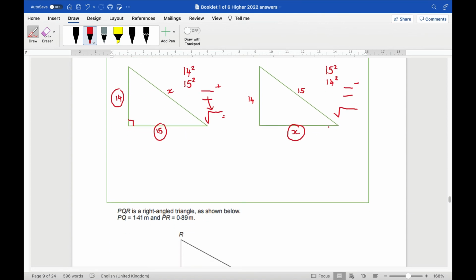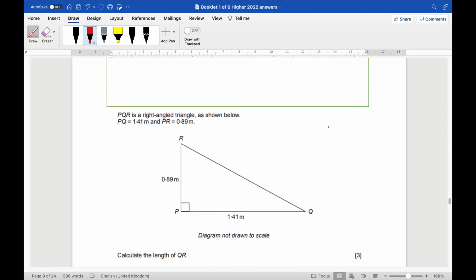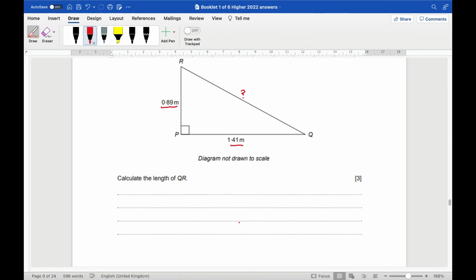Trig. I'm not going to do examples there. Right, let's have a look at this. Calculate the length of QR. Have a think. QR is the big side. Square, square, add, square root.